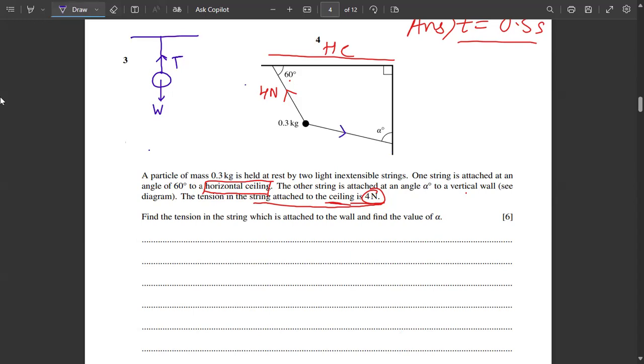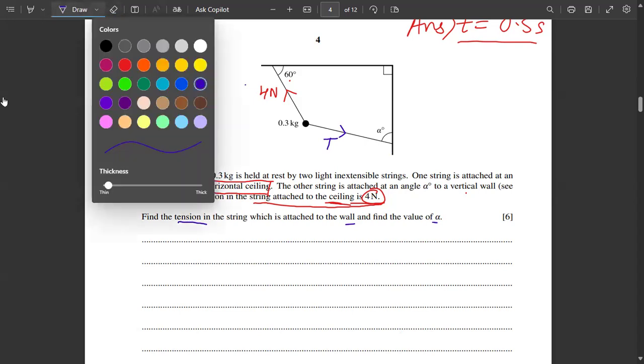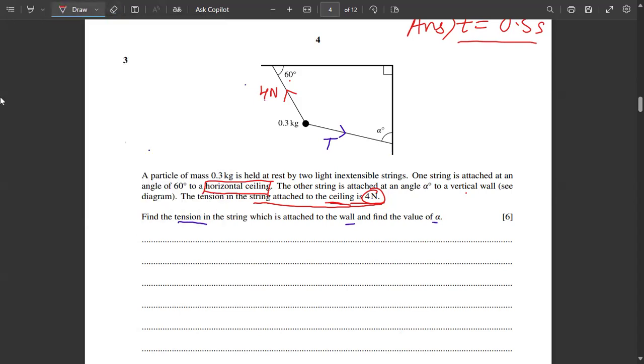So this is 4 Newton. Let this be the tension value T which we have to find out. So now what do we do? Find the tension in the string which is attached to the wall and find the value of alpha. So first thing we do is we resolve the forces. And what do I mean by resolving the forces? Here you can see this 4 Newton force.